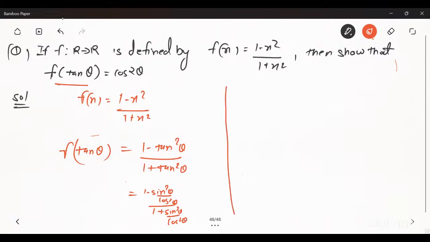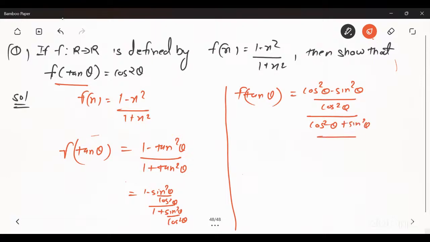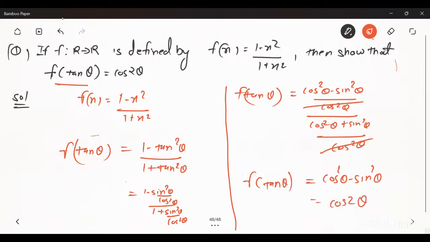Now take the LCM. So you will get f(tan theta) is equal to (cos square theta minus sin square theta) by cos square theta upon (cos square theta plus sin square theta) by cos square theta. Now this term will be cancelled. Sin square theta plus cos square theta is equal to 1, and we get cos square theta minus sin square theta. And the formula of cos square theta minus sin square theta is equal to cos 2 theta. So that was your answer.